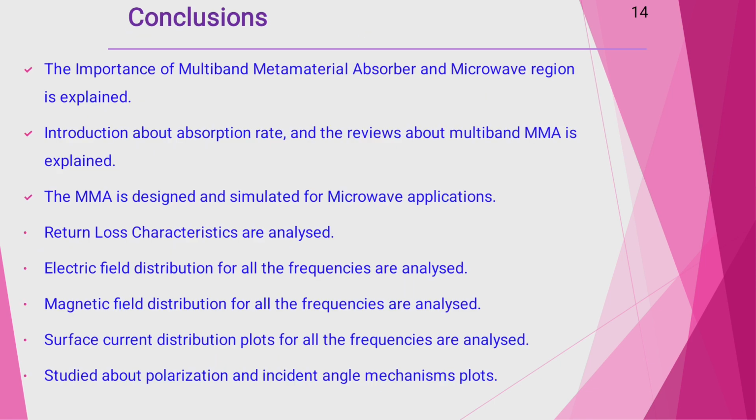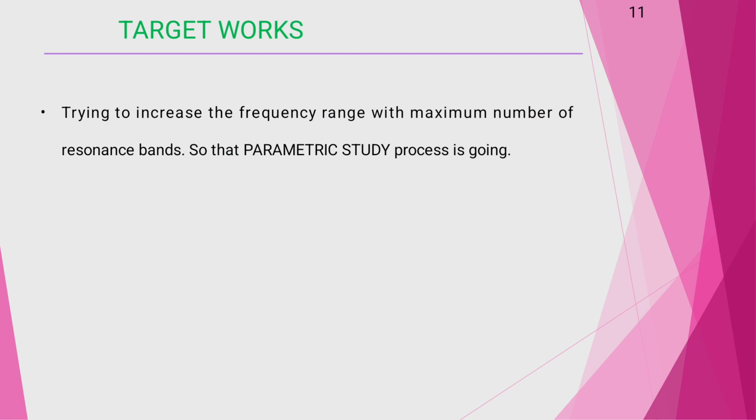So the conclusion: the importance of the multiband metamaterial absorber in the microwave region is explained, along with the absorption rate and the review of multiband absorbers. The microwave applications, return loss, electric field distribution, magnetic field distribution, surface current distribution, and the polarization and incident angle plots are drawn using CST Microwave Studio software. For future work, we need to increase the number of bands because we got only 3 different bands here. To increase the number of bands, we need to study the parameters, so the parameter study is ongoing to achieve the maximum number of bands.